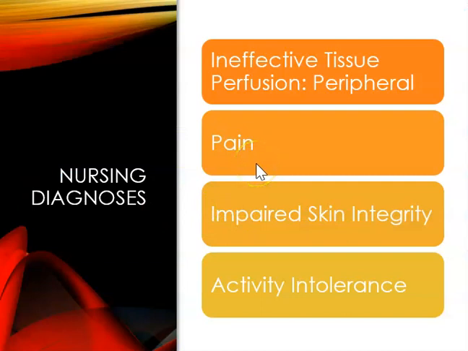Nursing diagnoses for these are going to be ineffective peripheral tissue perfusion, pain, impaired skin integrity, and activity intolerance. And we're going to go over some nursing considerations in a few slides for these.